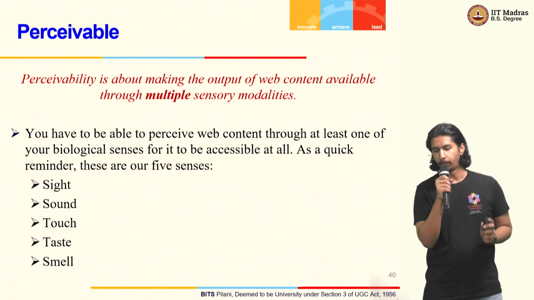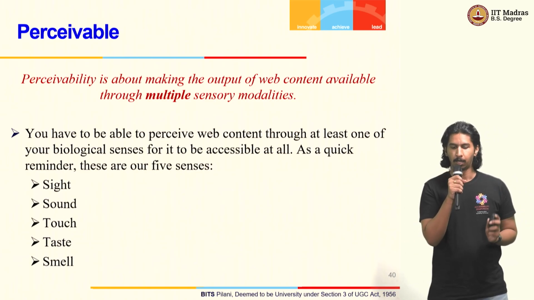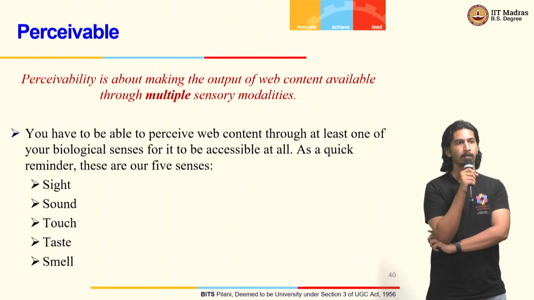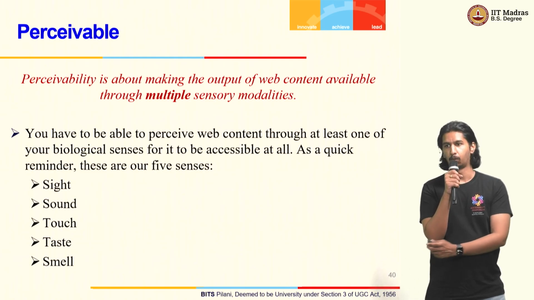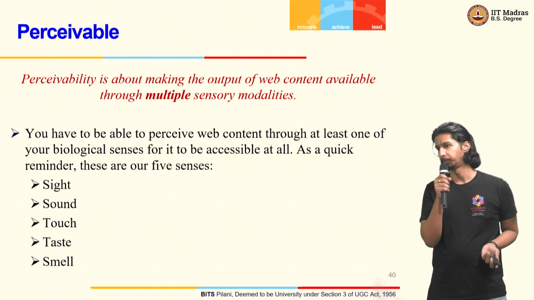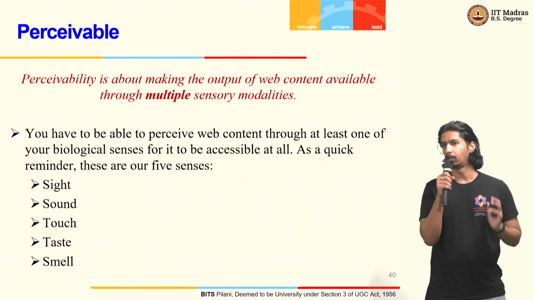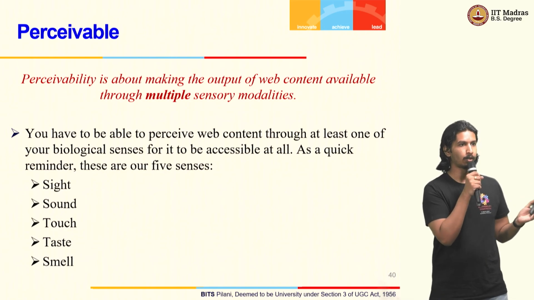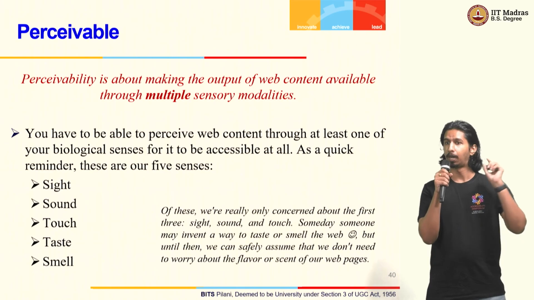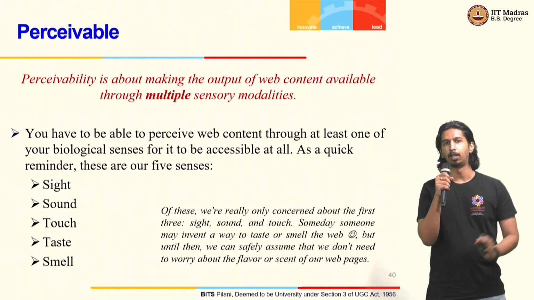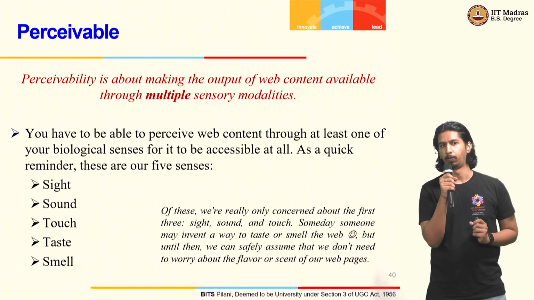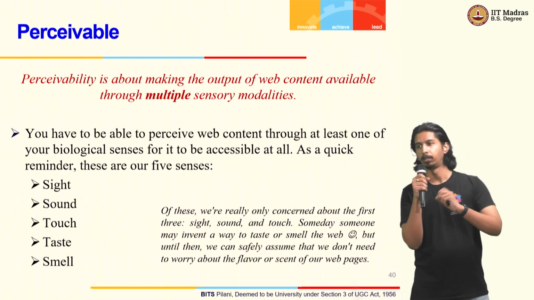So perceivability is about making the output of web content available through multiple sensory modalities. So how many senses do we have as human beings? 5 senses, right? So what are those? You have sight, you have sound, you have touch, you have taste and smell. So far, we have not gone to that state where you can taste or smell the internet, correct? We cannot do that. But the other 3 are still possible, and you have to take care that any digital product that you create, these 3 sensory modalities can be used to interact with the web, right? We'll go further, you will understand this better.